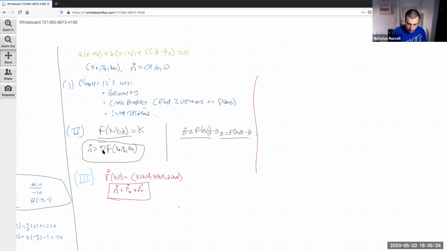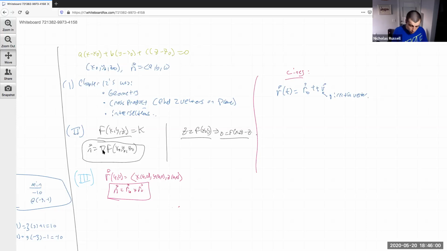And lastly here, on top of that, you might be thinking about lines. Lines are a little bit interesting because r(t) we usually write as r0 plus t times v, where v is our direction vector. So how would we find those? There's a couple different ways we could find those.